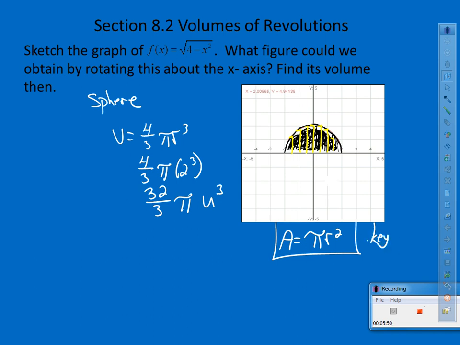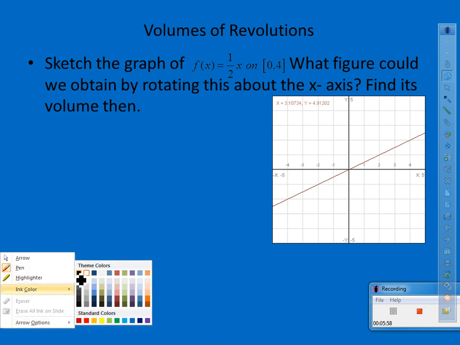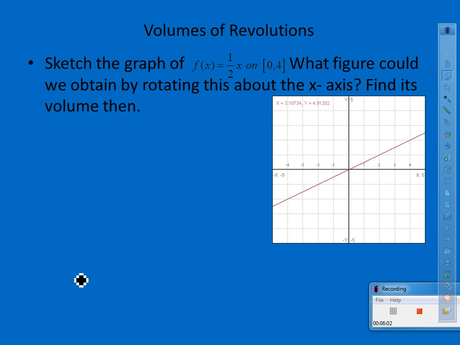I got another easy one, then I'm going to come back to this same problem and show you what it looks like calculus style. Here's this same problem. Sketch the graph of y equals 1/2 x on 0 to 4. What figure could be obtained by rotating it about the x-axis? Find its volume. Well, here's what we got. I'm going to go from x equals 0 to x equals 4, so I'm going to get this figure right here. This figure is a little easier to see.